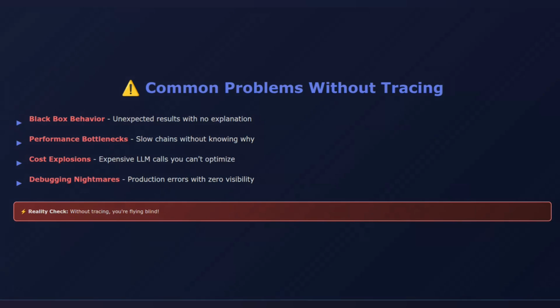Here are the most common problems you'll face without proper tracing. Number 1, black box behavior. Your agent does something unexpected and you have no idea why. Number 2, performance bottlenecks. Your chain is slow, but you don't know which step is causing the delay. Number 3, cost explosions. Your LLM calls are expensive, and without logging, you can't optimize them. And number 4, debugging nightmares. When errors happen in production, you're flying blind. Trust me, I've been there, and it's not fun.